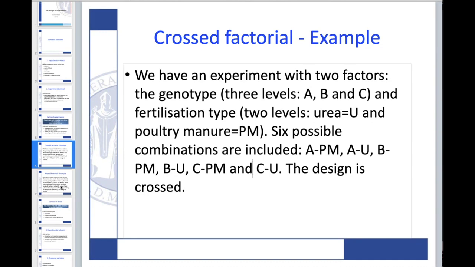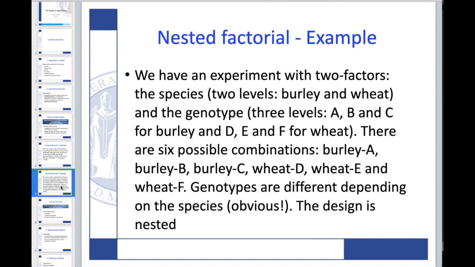Then we can have a nested factorial. This is an example. In this case, I want to compare 2 plant species with 2 levels. I want to compare barley and wheat.